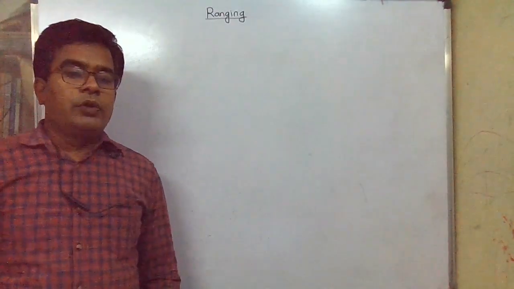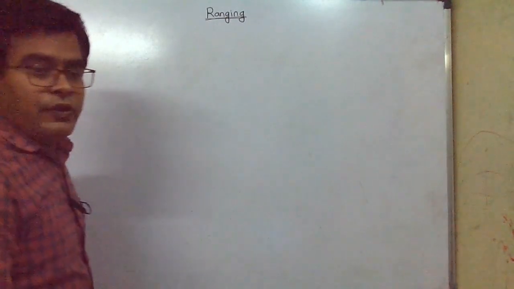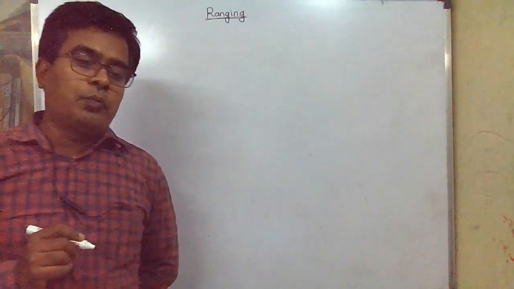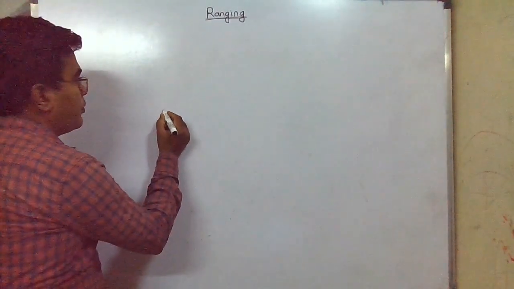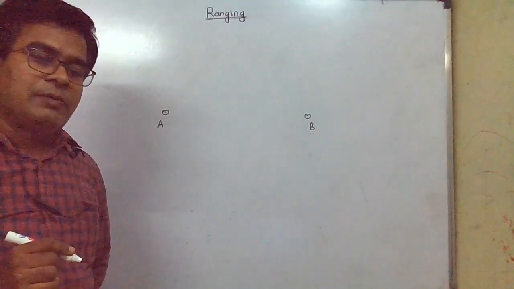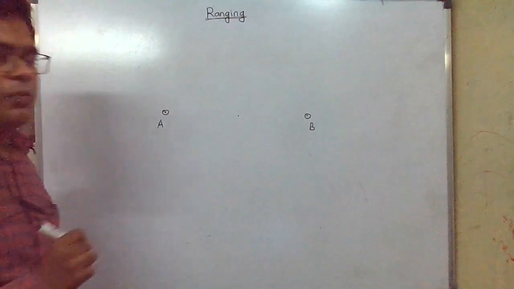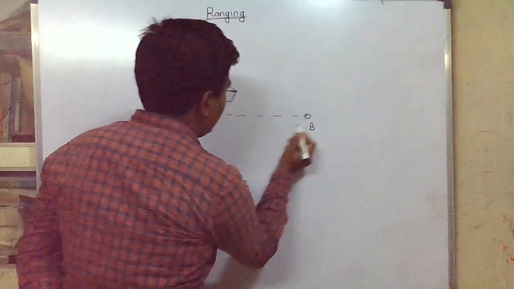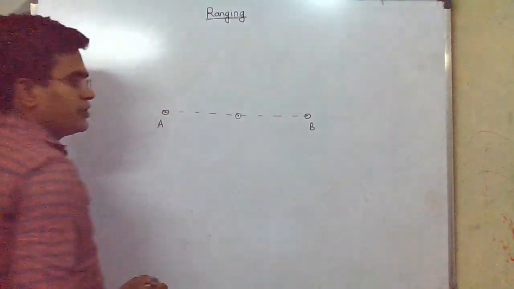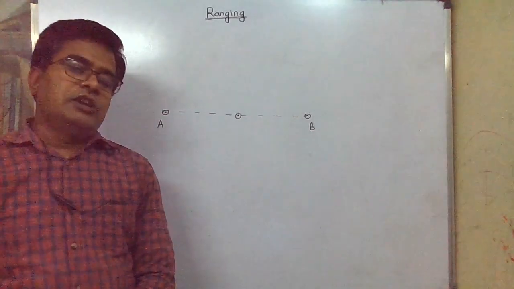In today's lecture, we are going to discuss ranging. What is ranging? Ranging is a process of establishing intermediate points in a straight line between endpoints. Suppose there are two endpoints, two stations A and B. Ranging is establishing intermediate points in a straight line AB, between the end stations. For measuring any distance, ranging is required.